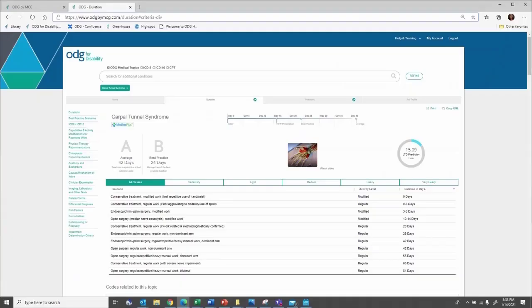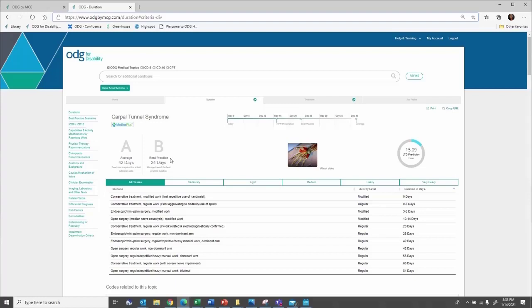So let's take a couple minutes for a quick product demonstration. So for today, let's focus on carpal tunnel syndrome. I'm also going to highlight some of the main features that are going to help you when you're managing your claims. Here at the top, we have the durations. We have an A and a B value. A is for the average, this is what we're seeing in the data, and B is a best practice or physiologic recovery. Your company may have additional values that display here.